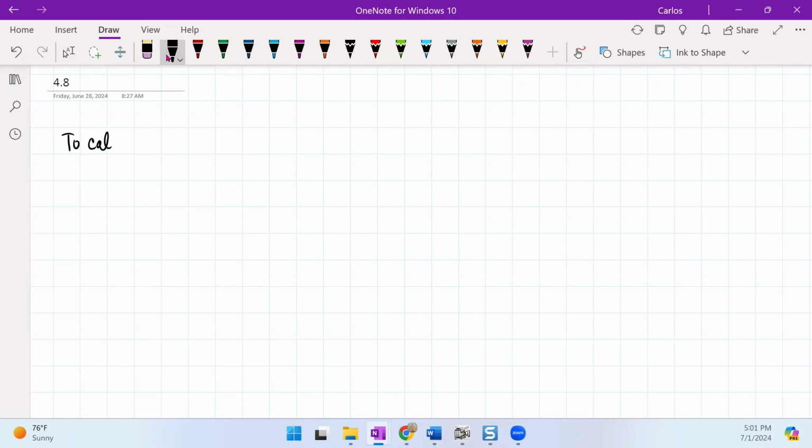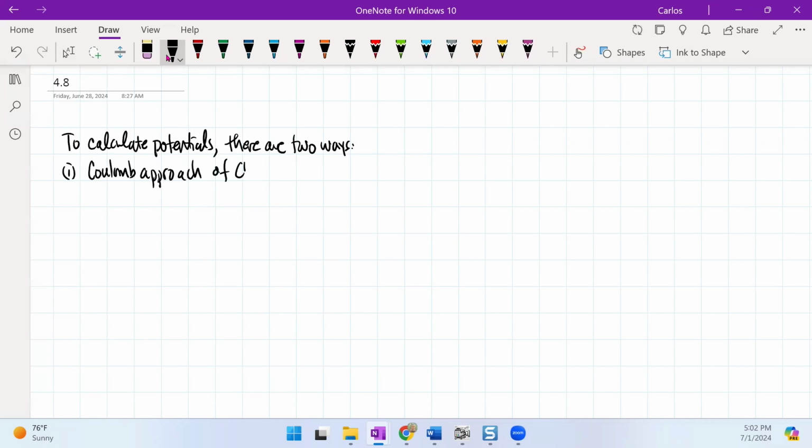To calculate potential fields, there are two ways. One is the Coulomb approach, of chapter 2. So that means we could calculate the potential field if we integrate this expression right here.